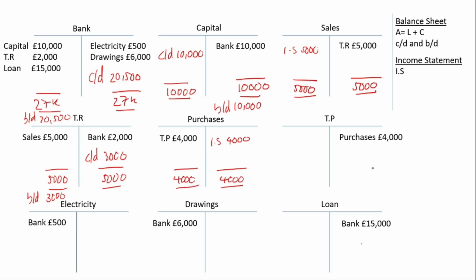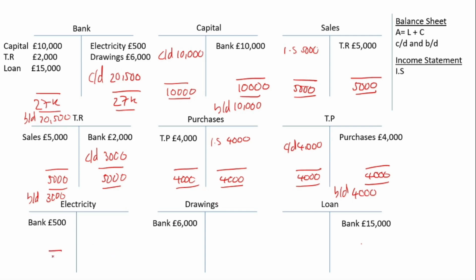Next is the trade payables. We've got £4,000 here, £4,000 there. We're going to have to carry this down to the year end, this year one, and bring this forward to the beginning balance of year two. Why? Because we still owe them money. We haven't paid anything yet to them.